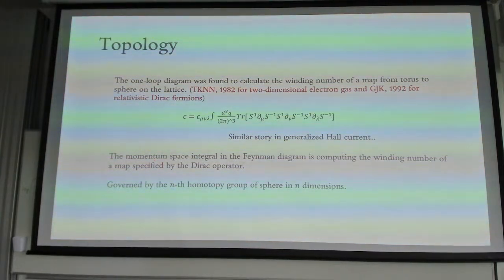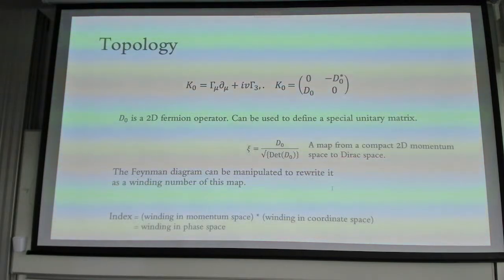Yeah, so the momentum space integral in the Feynman diagram, again, is computing a winding number of a map that's specified by some Dirac operator, even in this case. It's governed by the nth homotopy group in n dimensions. So it's a short version of the calculation. I'm not going to tell you in detail what's happening.